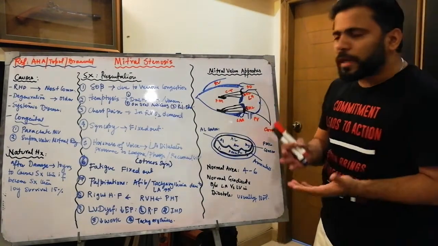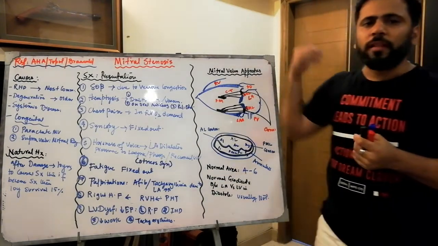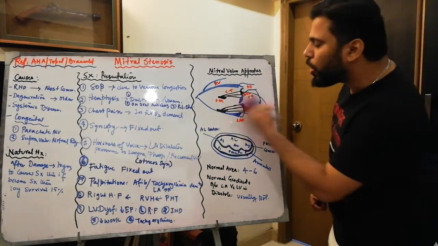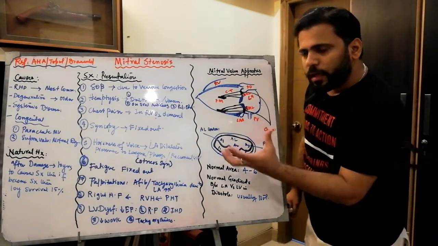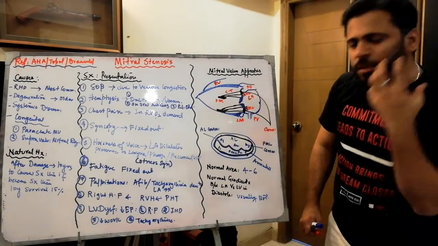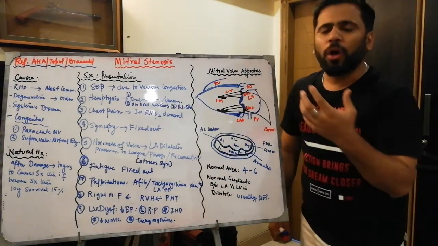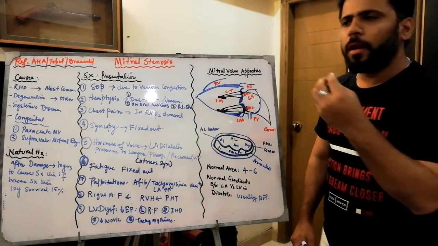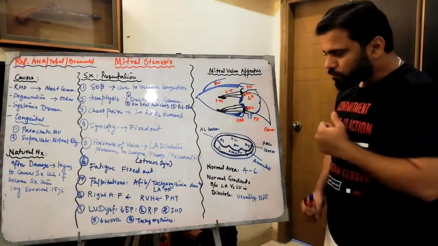So what is mitral stenosis? As its name shows, there is some stenosis across the mitral valve. The causes could be anything, but if there is stenosis across the mitral valve for any reason, you will label it as mitral stenosis.